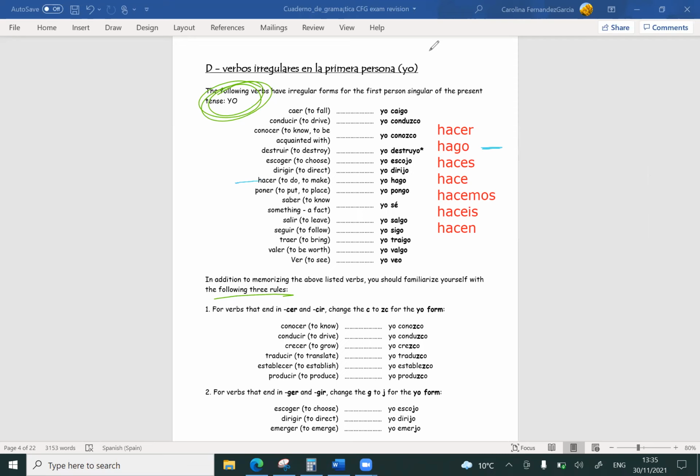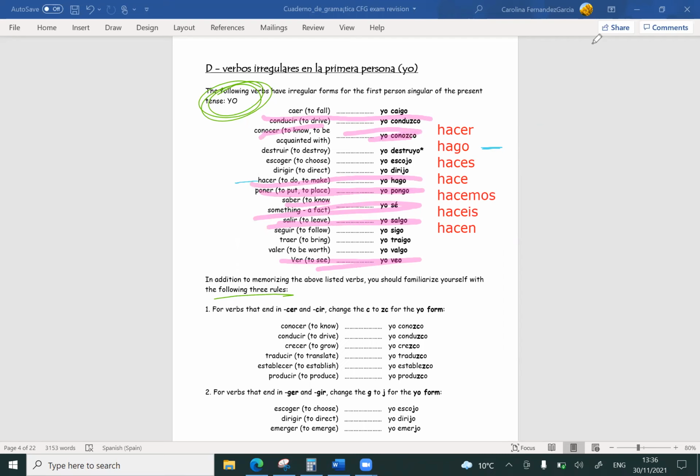So what are the most important verbs here? We have, for example, conducir, conduzco; conocer, conozco; hacer, hago; poner, pongo; saber, sé; salir, salgo; and ver, veo. But it's not really that irregular. You just have to, instead of getting rid of the ER, just get rid of the R. Okay, so these are the verbs that you will need the most.